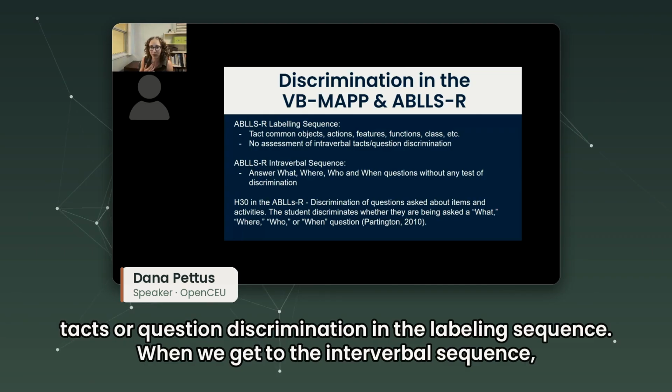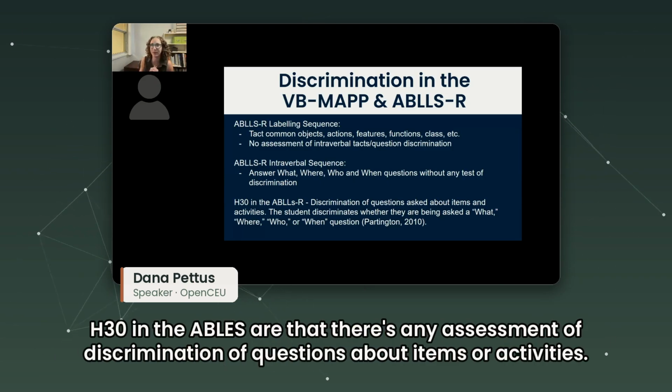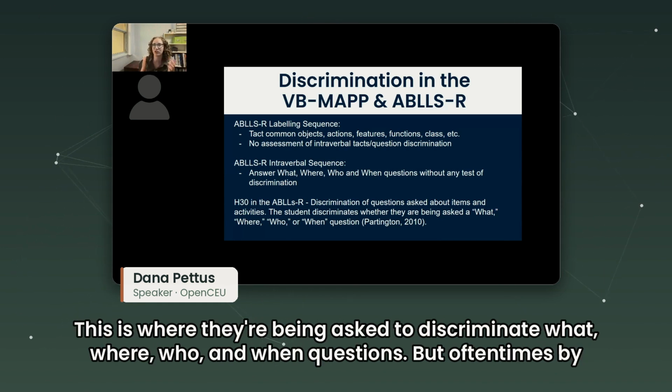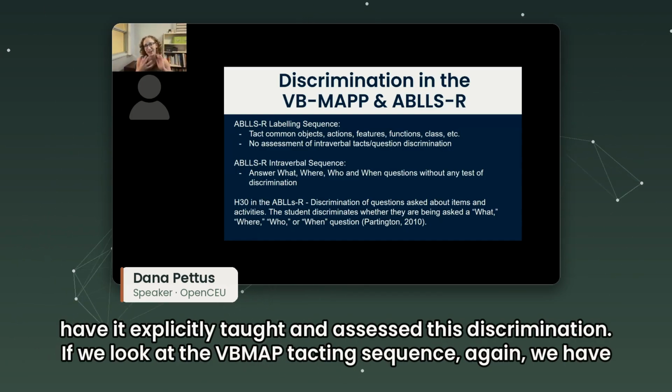When we get to the interverbal sequence, we're answering what, where, who, and when questions without any test of discrimination. It's not until age 30 in the ABLES-R that there's any assessment of discrimination of questions about items or activities. This is where they're being asked to discriminate what, where, who, and when questions. But oftentimes by this point, they've already developed faulty stimulus control from other teaching if we haven't explicitly taught and assessed this discrimination.